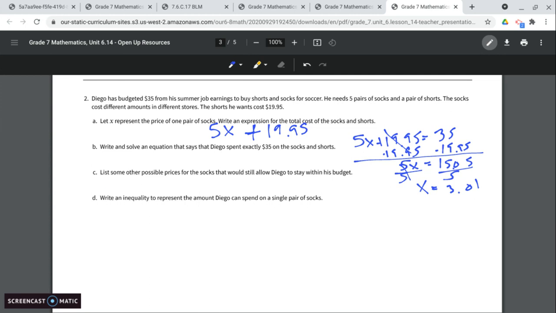So any price under $3.01 would keep him at budget. And our inequality, so X is less than or equal to, because we want it under the $3.01, because that's the maximum he could have. So there is our inequality for this. So your keyword for this lesson is inequalities.